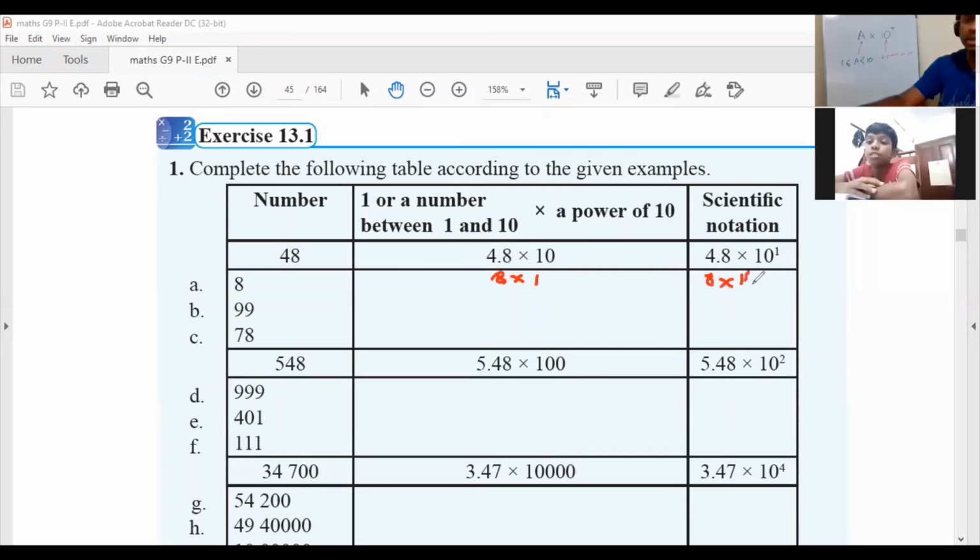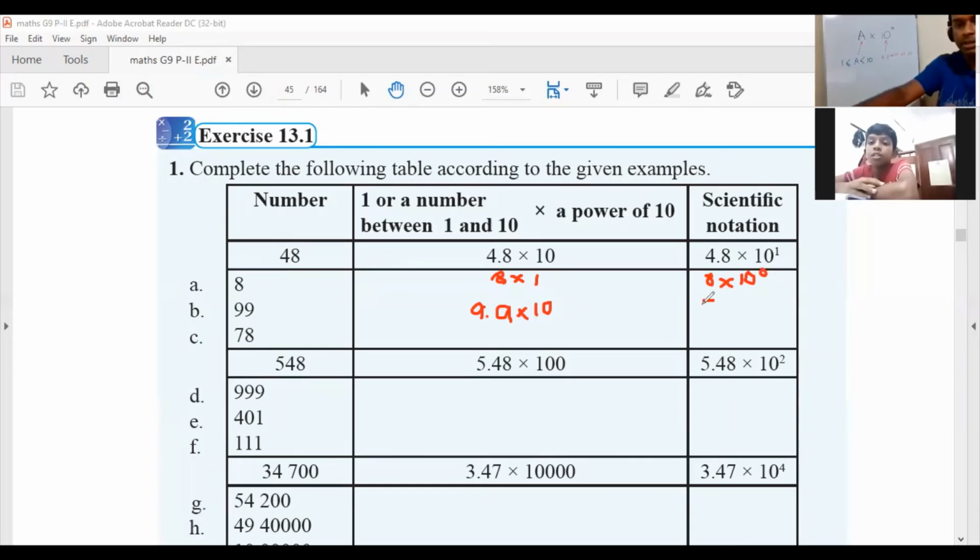Your answer is correct. Very good, Lithil. Then how do you do this one? 99? It is 9.9 multiplied by 10. Yes, good. One place shifted, then you can get 99.